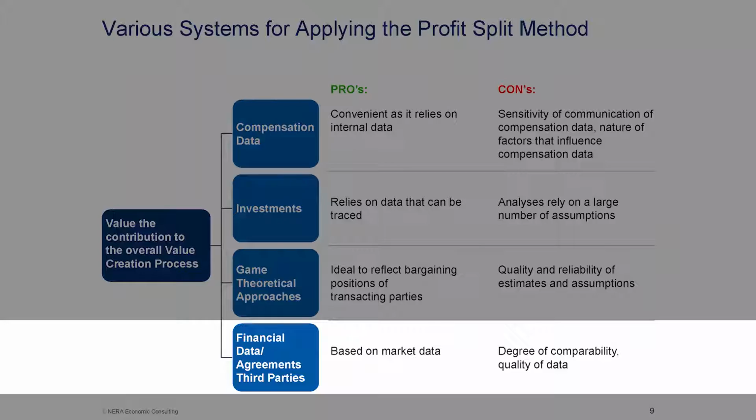The next methodology is potentially using other financial data or third-party agreements or your CUPs where you have them available. This would be based on market data or potentially internal data within the firm. Again, here your typical weaknesses will be with respect to comparability issues or the quality of the data that you would use for that. This is just a very brief summary of the different types of methods that you can use to split your profits, so to speak, in an organization.